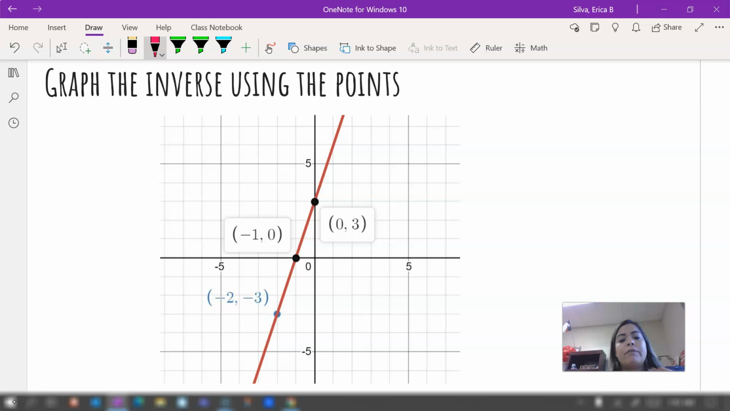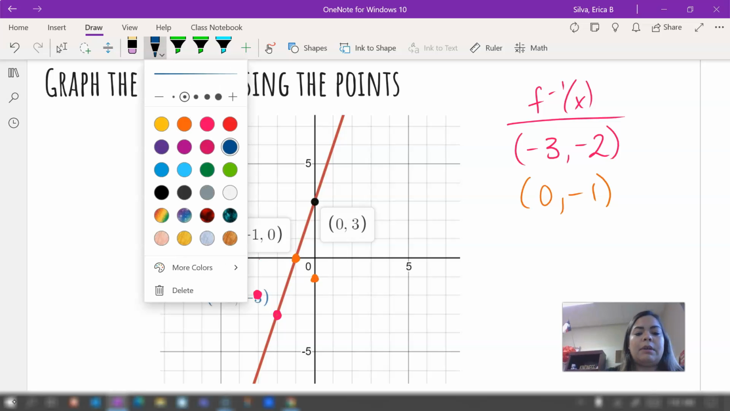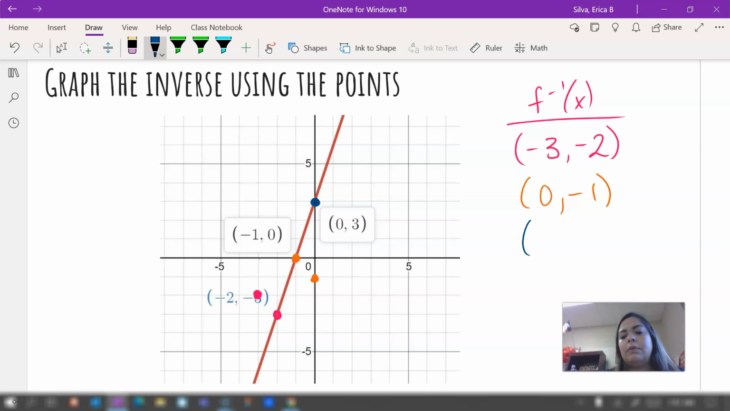So now we're going to graph the inverse using points. The first thing we want to do is label our points. We've got -2, 3. We're going to switch it to -3, -2. And let's plot it. So our new point is here. At this next point, -1, 0, the inverse would be 0, -1. So that point would be right here. And then finally, we've got 0, 3. The inverse is 3, 0. 1, 2, 3, and 0.